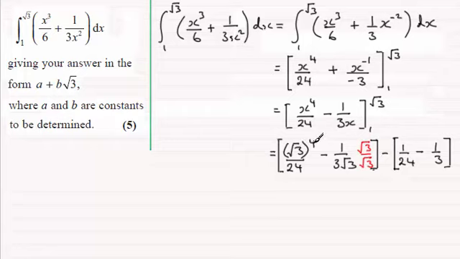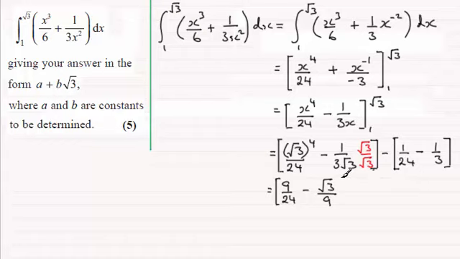Root 3 to the power 4, I think of that as root 3 squared, which is 3, and then square it again, which is 9. So we're going to get 9/24 there. For this term, we got 1 times root 3, which is root 3. And then you've got root 3 times root 3, which is 3. 3 3s are 9. I know you could do all of this on your calculator, but I'm just showing you how I'd do it if I was just doing it in my head.